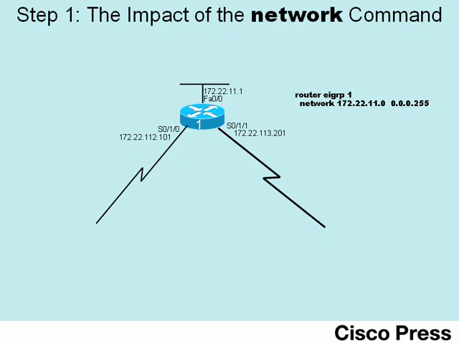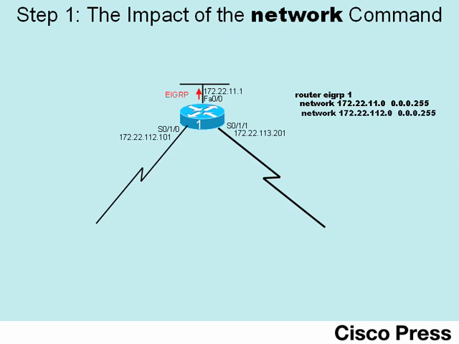Here we've got the network 172.22.11.0 command with a wildcard mask of 0.0.0.255. Now if you look at the three interfaces, only the Fast Ethernet 0/0 interface matches that network command, so R1 starts, quote, doing EIGRP on that interface. It sends EIGRP messages out the interface as shown there with the red arrow, but it also listens for incoming messages and advertises about that subnet.